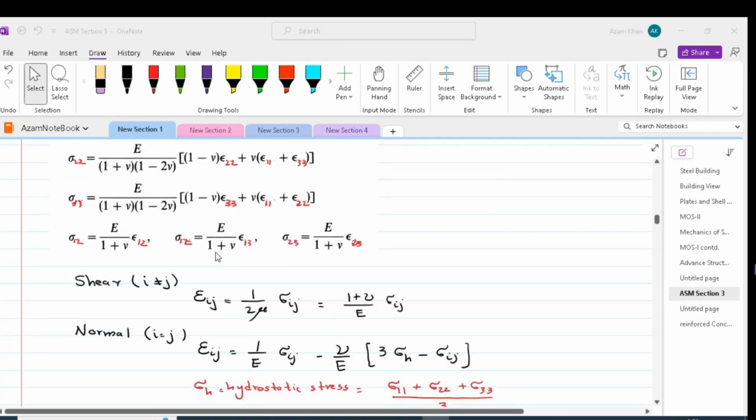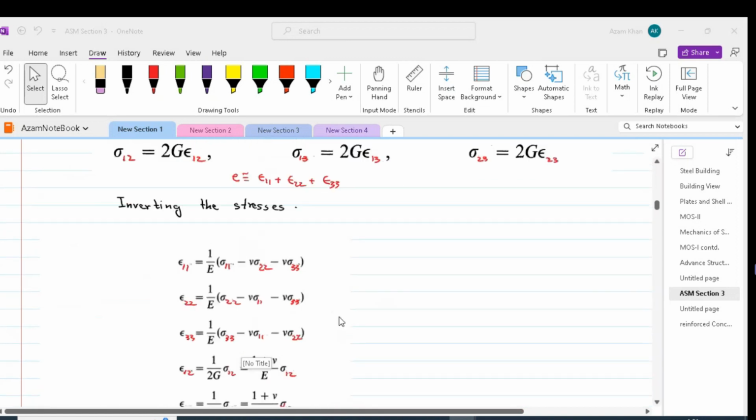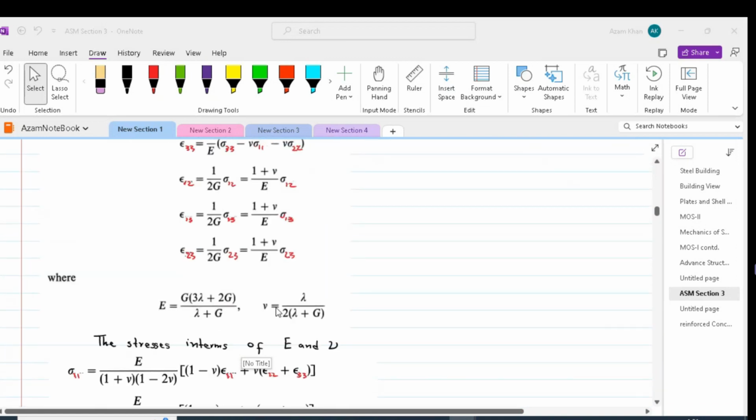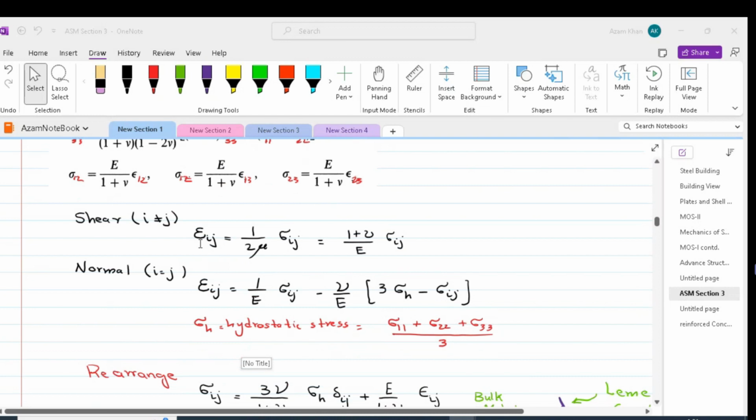Now, generically, we can write our shear and normal equation. So shear strain Ij when I is not equal to J is equal to 1 by 2 mu into sigma Ij, and 1 by 2 mu is also equal to 1 plus nu by E. And that is coming from these two equations. So this is the expression of strain Ij when I is not equal to j. In other words, it's a shear strain equation.